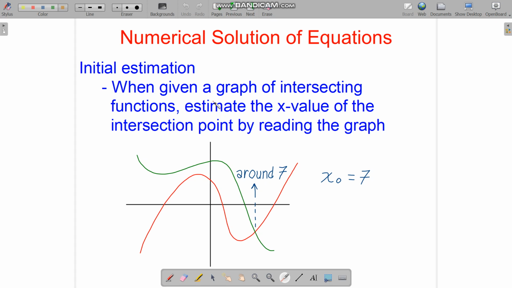But when we are given graphs such as this, we have green graph, red graph, just read the graph. If it's around 7, then we use 7 as the initial estimate.